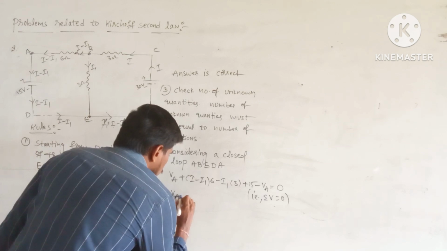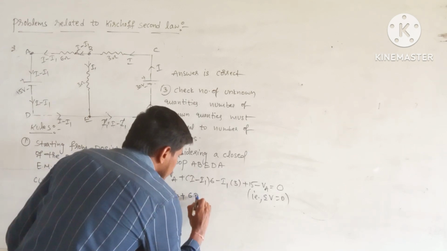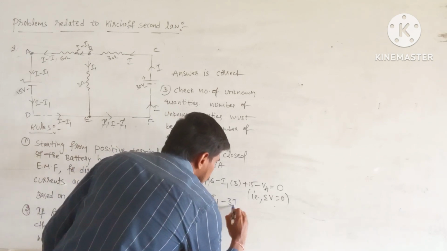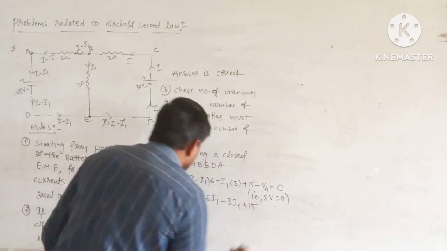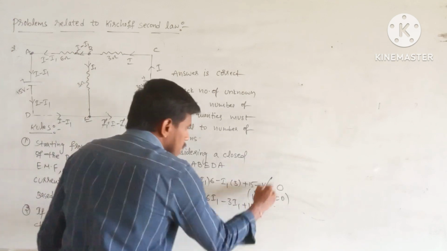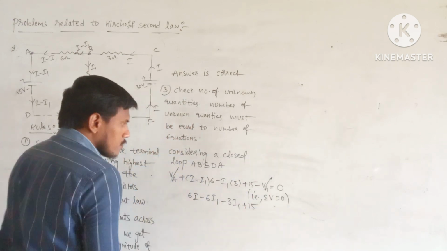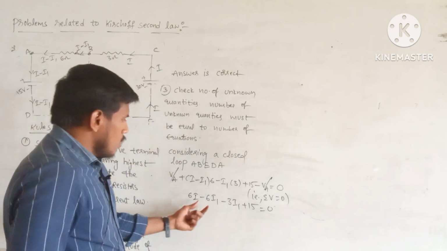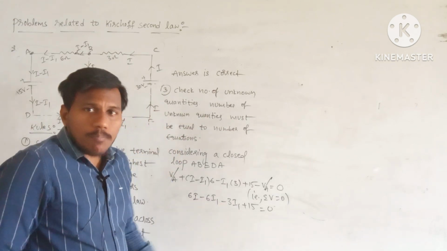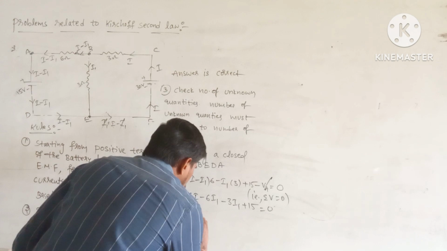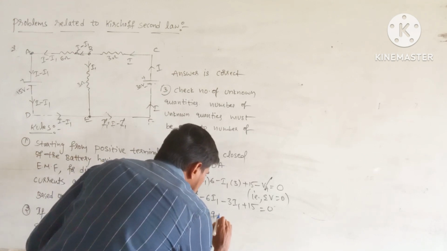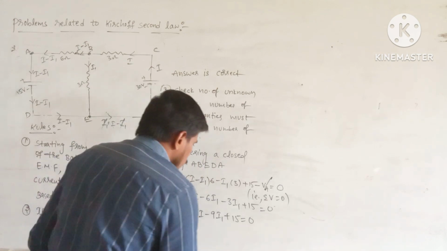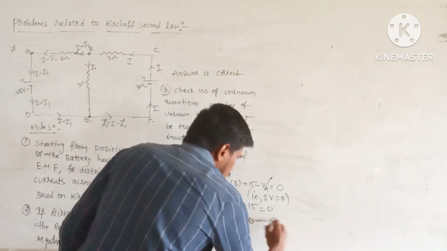So VA plus 6I minus 6I1 minus 3I1 plus 15. Here VA and minus VA cancel, equal to 0. Minus 6I1 minus 3I1 is minus 9I1. So 6I minus 9I1 plus 15 equal to 0. This is equation number 1.